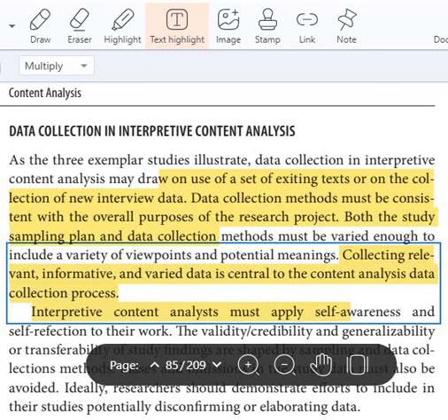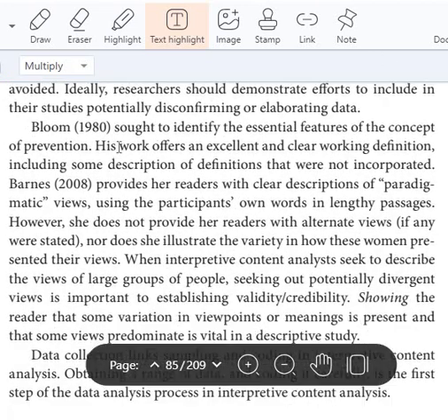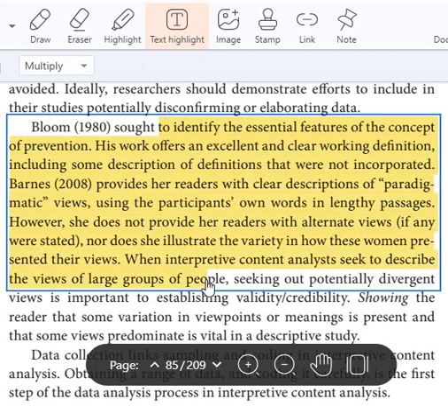Okay, and researchers in this approach must apply self-awareness and self-reflection to their work. The validity, credibility, and generalizability or transferability of study findings are shaped by sampling and data collection methods. Let's go to Bloom here. Bloom, in his study, sought to identify the essential features of the concept of prevention. His work offers an excellent and clear working definition, including some description of definitions that were not incorporated. Okay, here at the end, let's read this one.